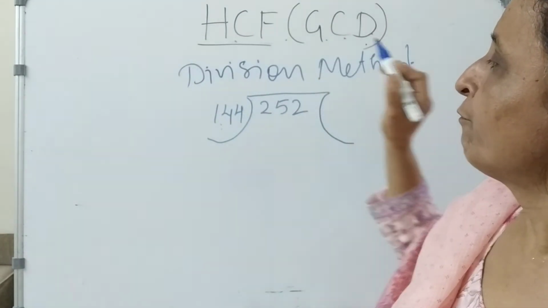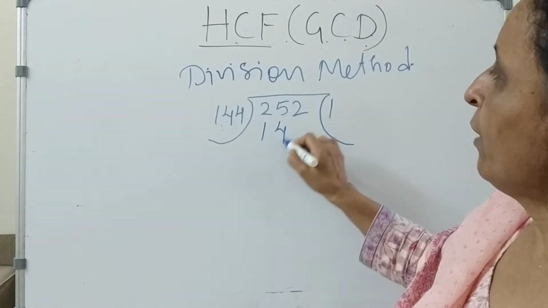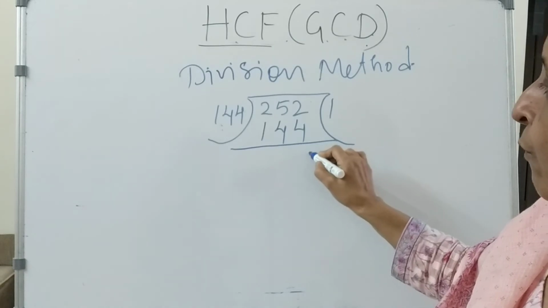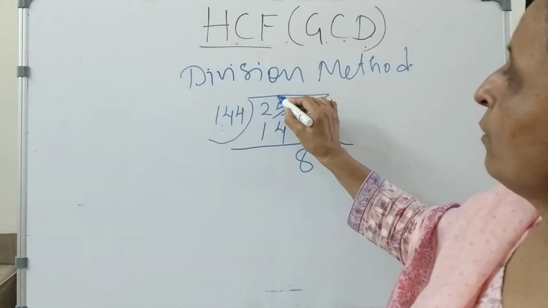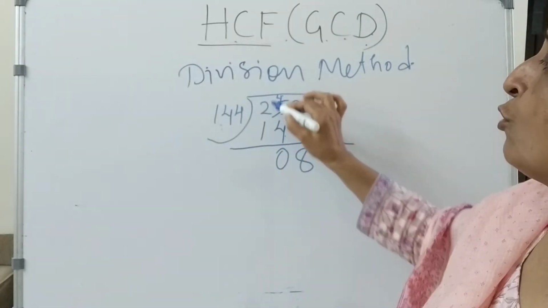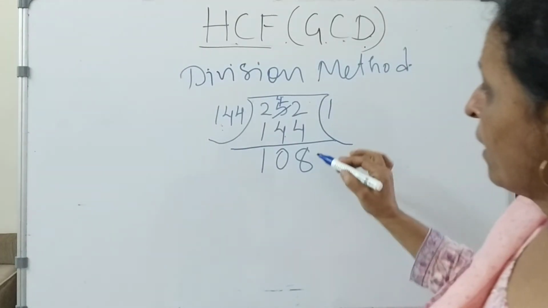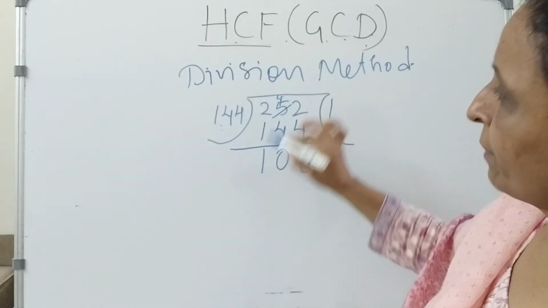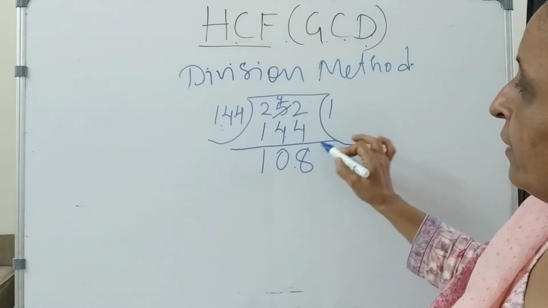Now 144 ones are, now it will go only by 144. So now 12 minus 4 is 8. And now 12 you have minused it. So here you get 0. 2 minus 1, it is 108. Now you have got this as remainder. This is the divisor and you have got the remainder.